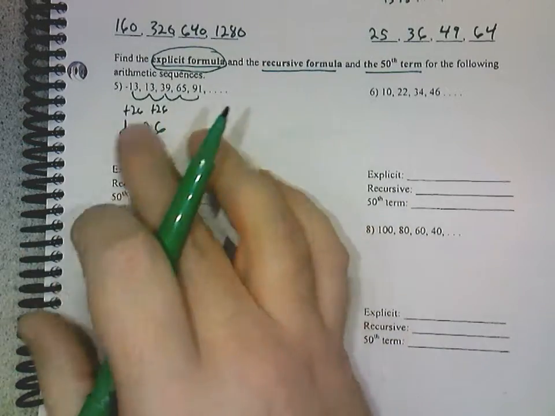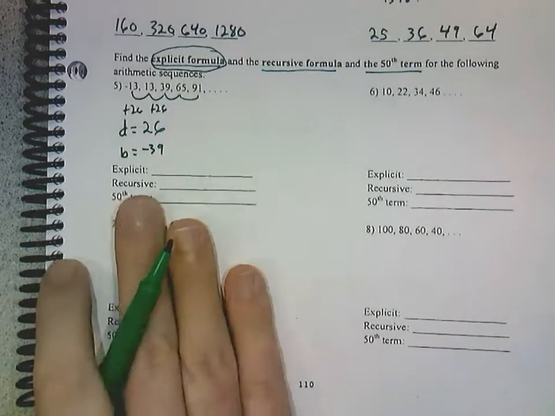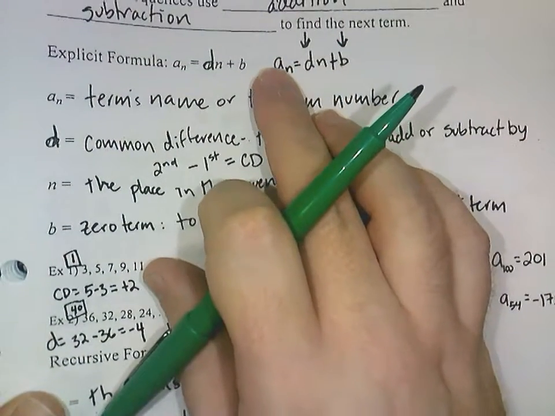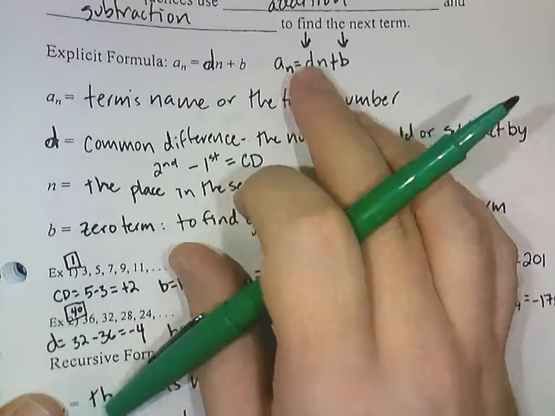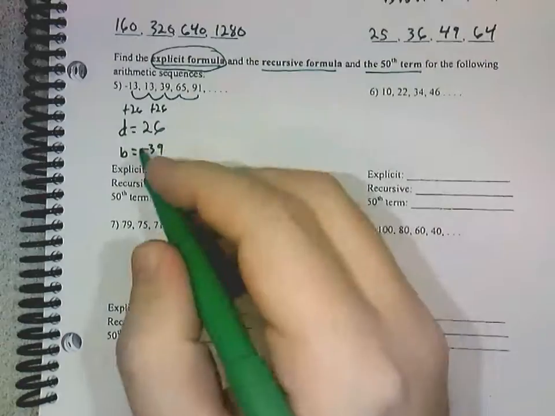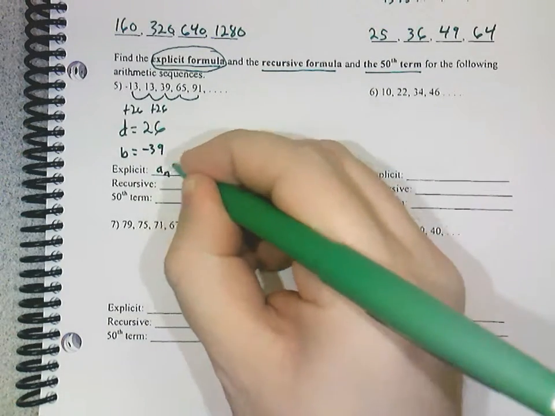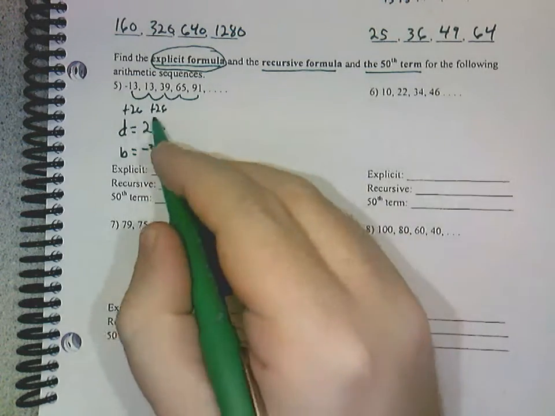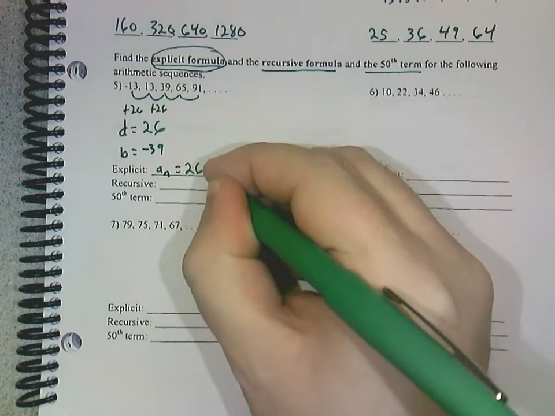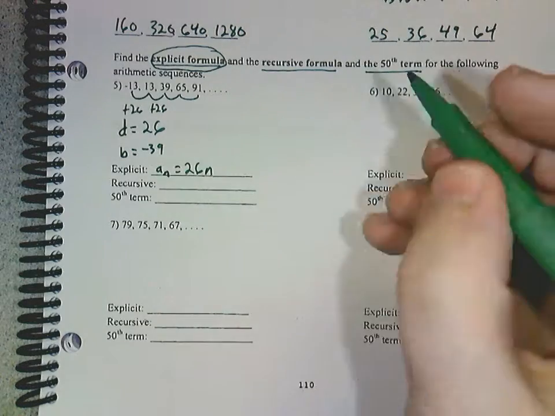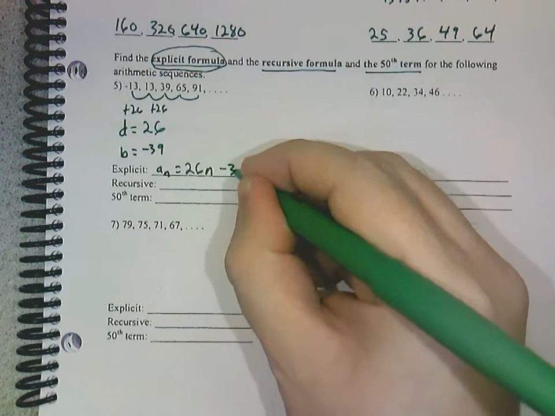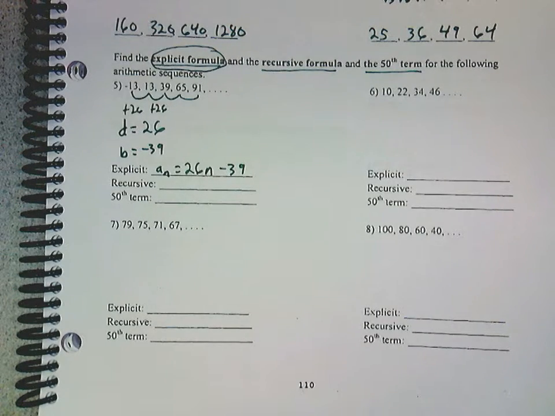So now with that information, I have all the information I need to write the explicit formula. Again, when I write the formula, I leave the n's in, and it would just be a sub n is equal to my common difference times n, and then plus or minus my zero term, depending on if it's positive or negative. So I have a sub n. That's always going to be there, and then it's going to equal my common difference, 26 times n, so 26n, and then since it's a negative zero term, it would be minus 39. And that's my explicit formula.